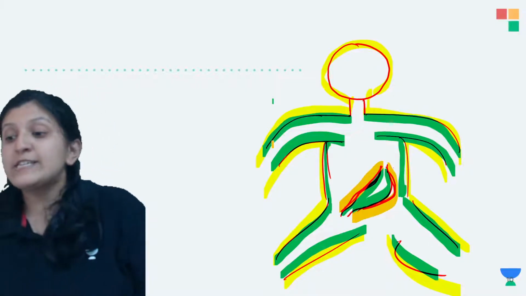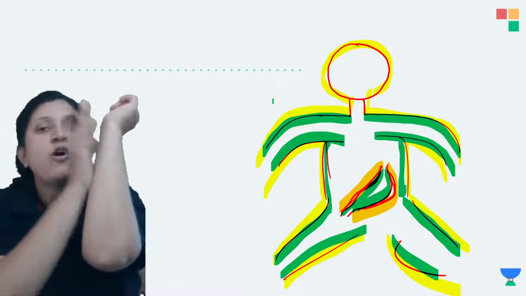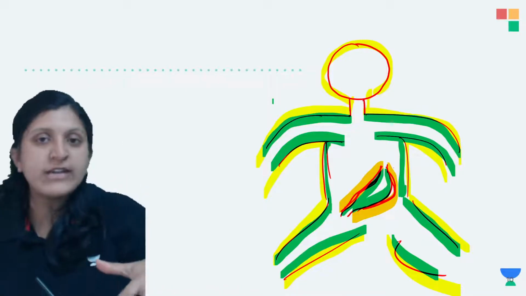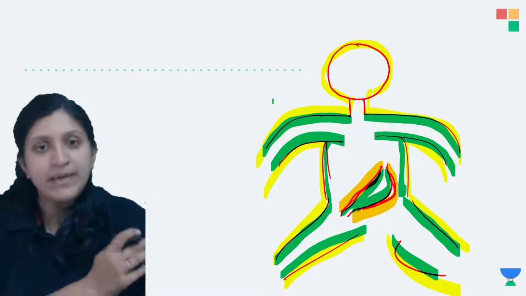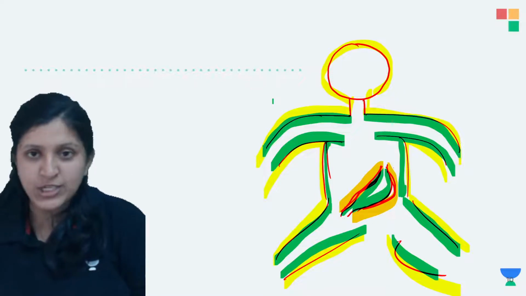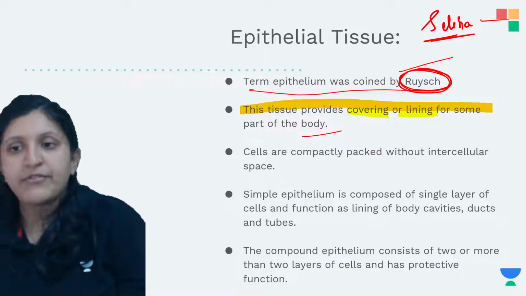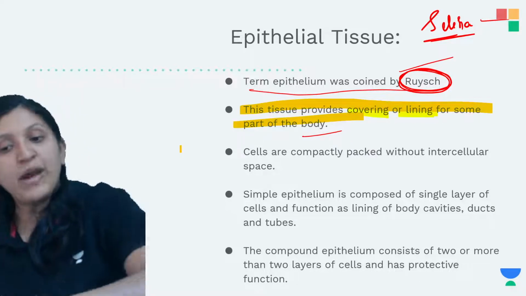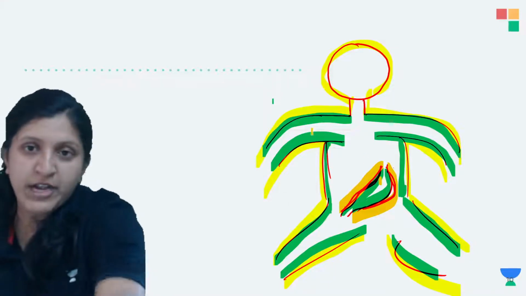So that means it is not just for your external body part, just the skin over here. Not just that, your internal organs, on the outside are covered by the epithelial tissue, and on the inside are also covered by the epithelial tissue. So that is the meaning of this. This tissue provides the covering or lining for some part of the body. And why exactly is this happening? Because of the function I already mentioned.